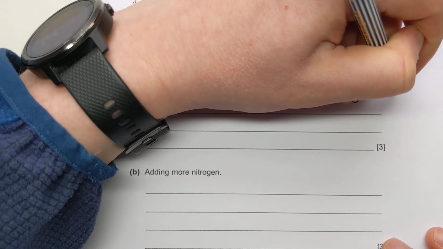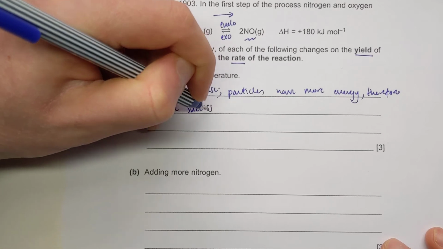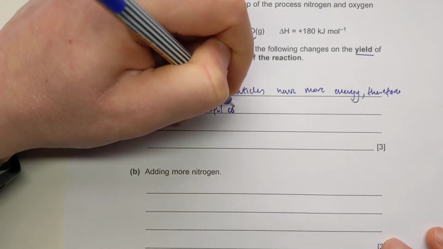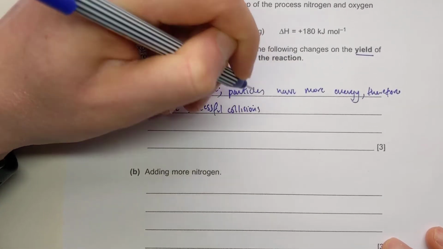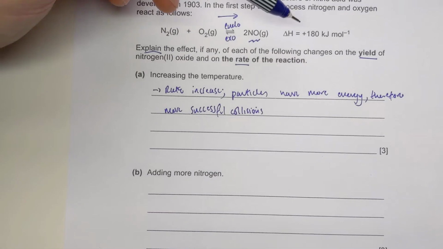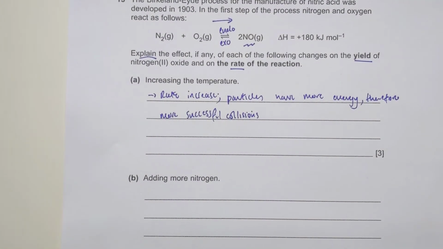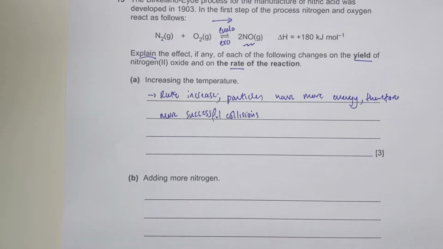Therefore, there are more successful collisions. And that was your first mark. The second mark is talking about the yield, so yield's linked to the equilibrium position. If I look at my energy change for the reaction, it's endothermic in the forward direction. So if I increase the temperature, the equilibrium wants to oppose that change by decreasing the temperature. It can decrease the temperature by favouring the endothermic reaction, which is the forward one.